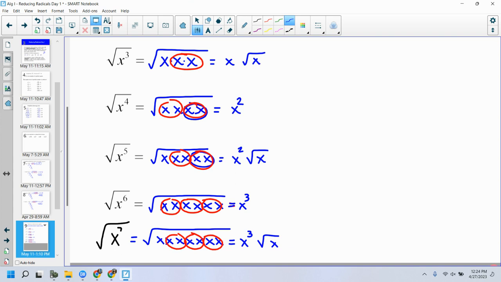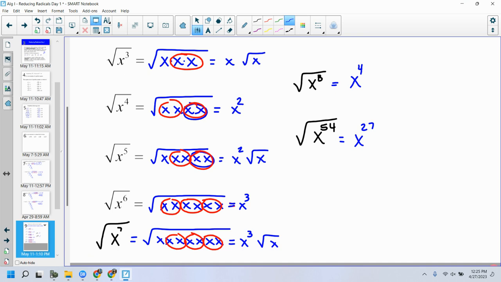Without even writing it out, what is the square root of x to the 8th? X to the 4th. What did I do to the power? Divide by 2. So if I asked you x to the 54th, what would that equal? X to the 27th. I thought we could divide by 2. X to the 27th. You see how that would work? You can divide by 2.